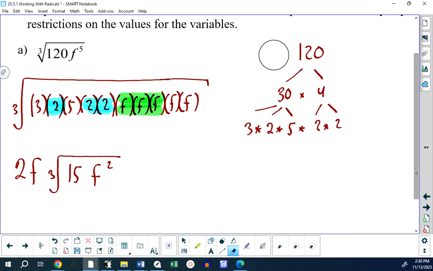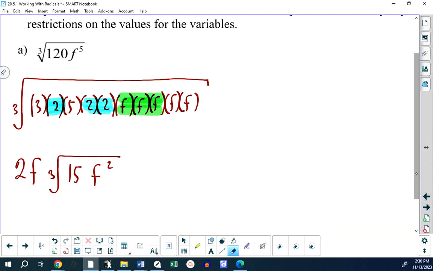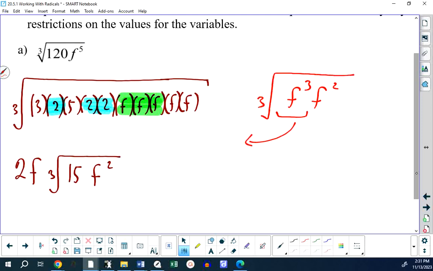I'm going to slowly train you to maybe develop your own shortcuts. Since it's a cube root, we would be looking at extracting triples. So how many of you see that instead of doing the f, I think that was 5, you would say f to the 5 is f cubed, f squared, and this would go outside the cube root. For each 3 of those variables, it becomes 1 outside. All I care about, everybody, is you get the answer. I don't care about anything else.